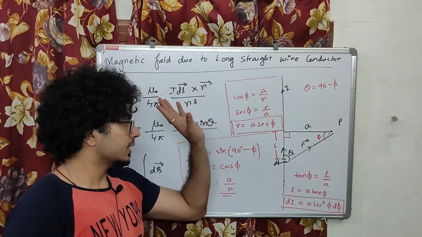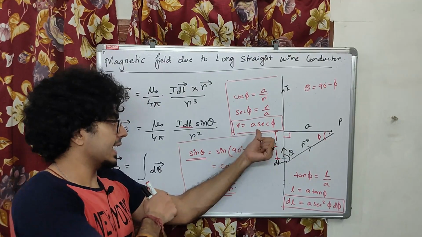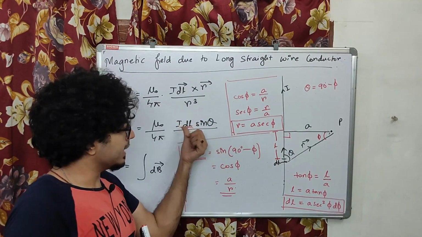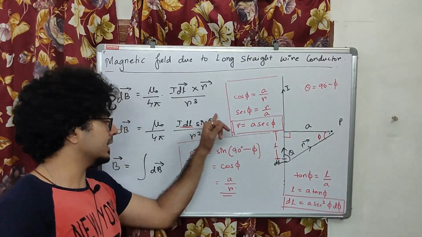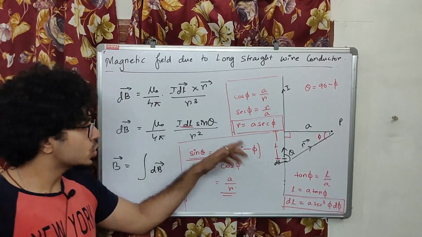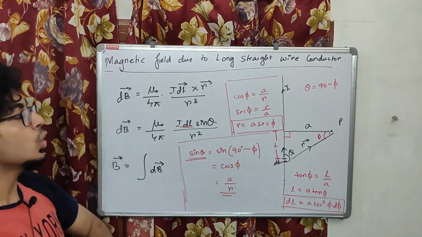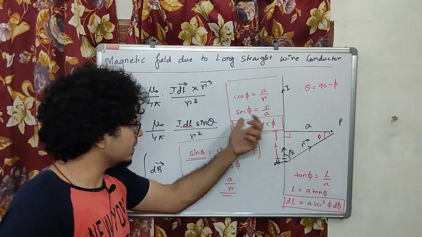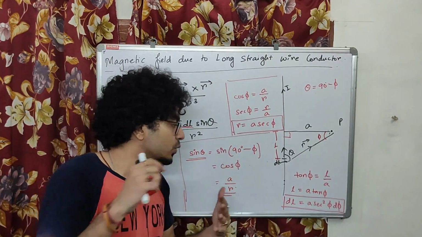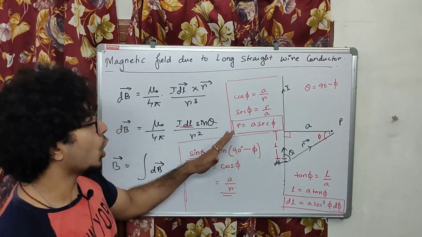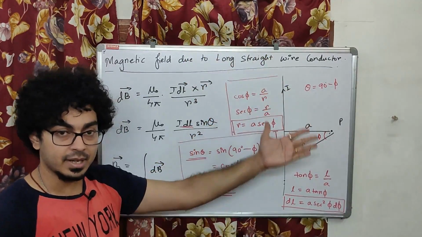Only variable now you see is phi. Now in place of R, you place a sec phi, in place of dl you can place a sec square phi d phi, and in place of sine theta you can place cos phi. So which is changing? Only phi is changing. By changing phi you can bring about the change in all the variables that are going to change when you have to integrate all the current elements.